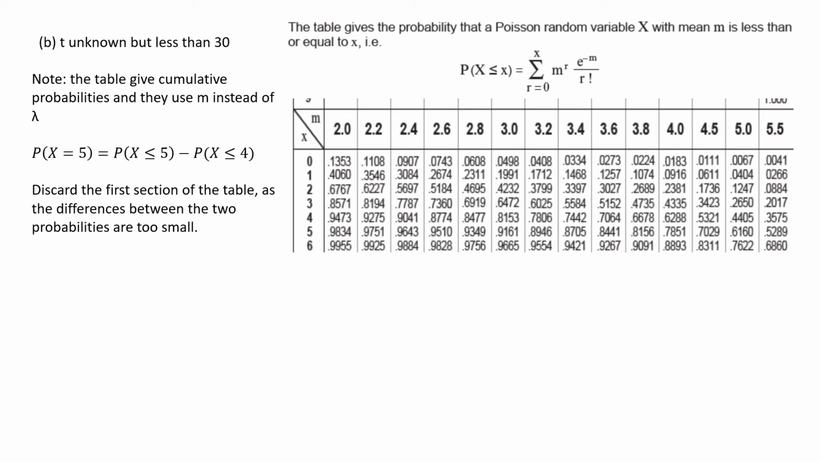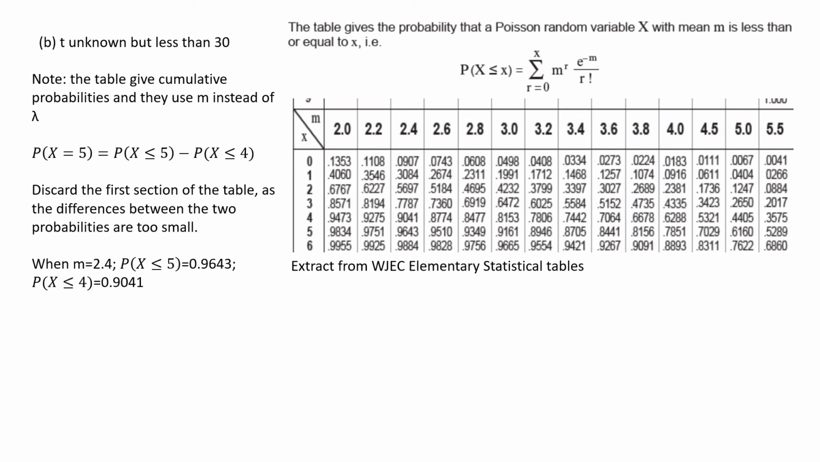I'm looking for two that give me that difference of 0.0602, which I'm looking for. And you can see quite quickly, when you know what you're looking for, and I suppose that's where experience comes, that relates to an m of 2.4. And this is just an extraction from the WJC elementary stats tables.